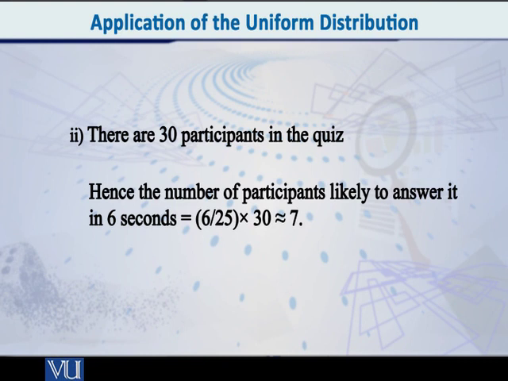and that comes out to be 7.2. लेकिन obviously हमें इसको राउंड डाउन करके 7 कहना होगा, क्योंकि 7.2 participants तो नहीं है ना. So we will have to round it to the nearest integer, and that is 7. And we can say that it can be expected that out of the 30 participants who are taking this quiz, 7 will be answering the question within 6 seconds.